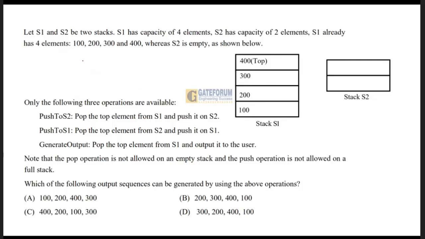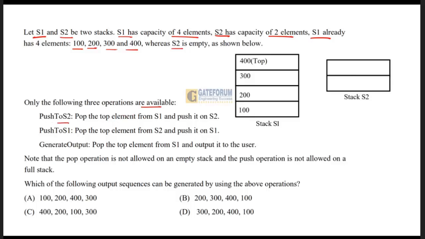The following question was asked from the stack data structure for 2 marks. Let S1 and S2 be two stacks. S1 has a capacity of 4 elements. S2 has a capacity of 2 elements. S1 already has 4 elements: 100, 200, 300 and 400, whereas S2 is empty, as you can see in the diagram itself.